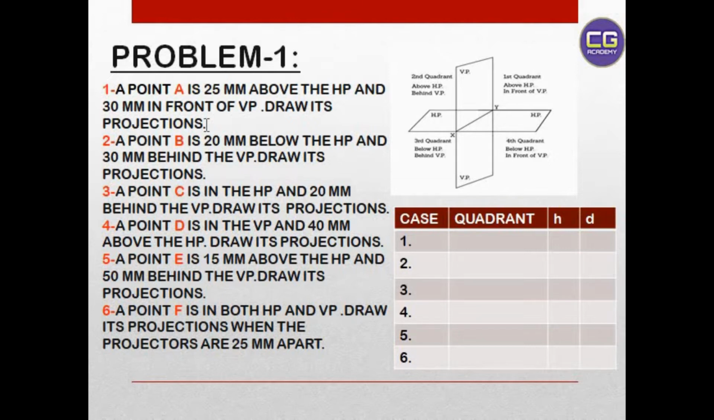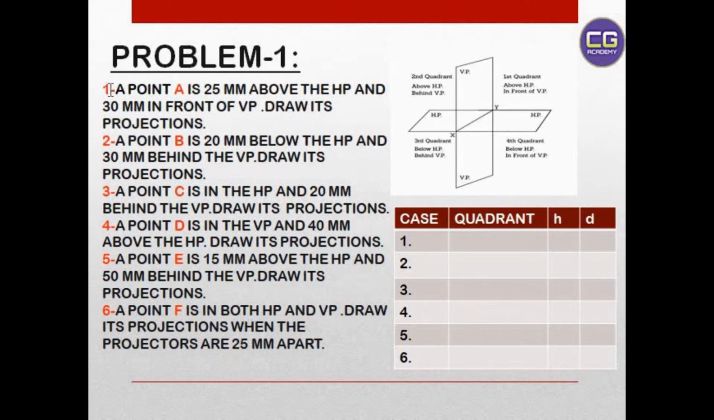So our first step for solving any problem related to the projection of a point is to determine the quadrant in which the point would be resting. Then we have to determine the value of h and the value of d, where h is the distance from the horizontal plane and d is the distance from the vertical plane.